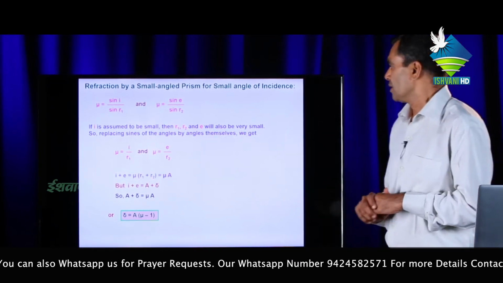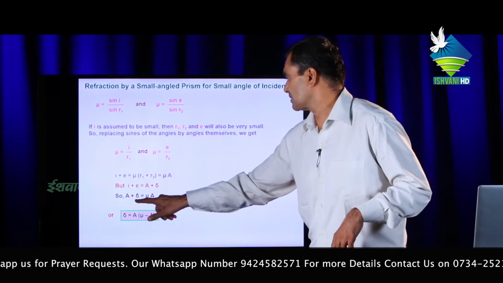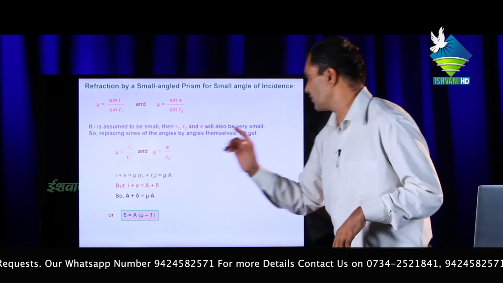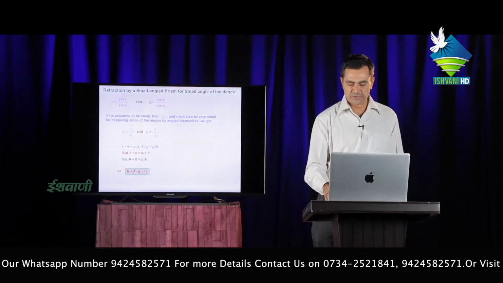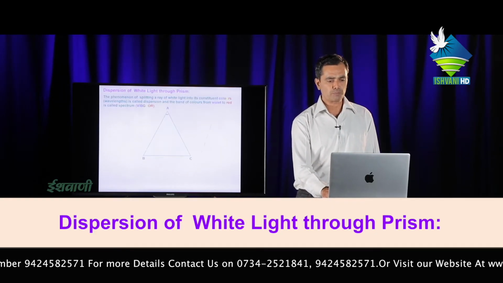A. But I plus E equals A plus delta, then A plus delta equals mu A, then delta equals A times mu minus 1. This is called the angle of deviation. Next topic is dispersion of white light through a prism.